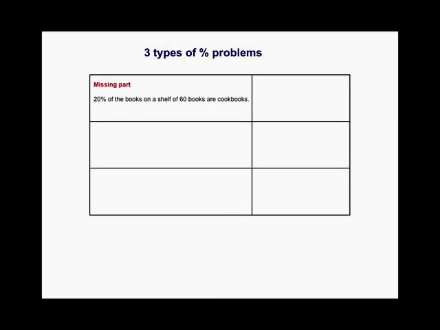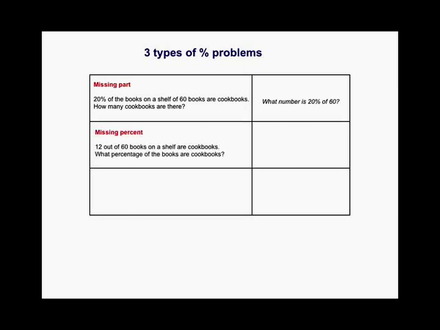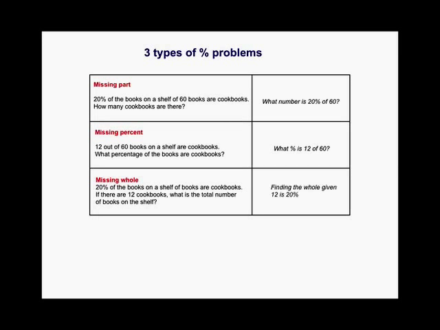There are three types of percentage problems. The missing part: what number is 20% of 60? The missing percent: what percent is 12 of 60? The missing whole: finding the whole given 12 is 20%.